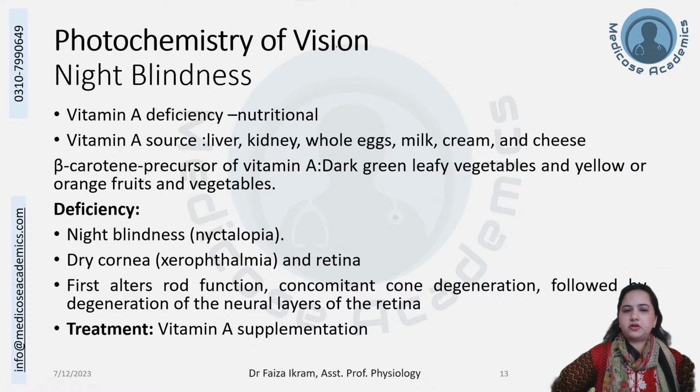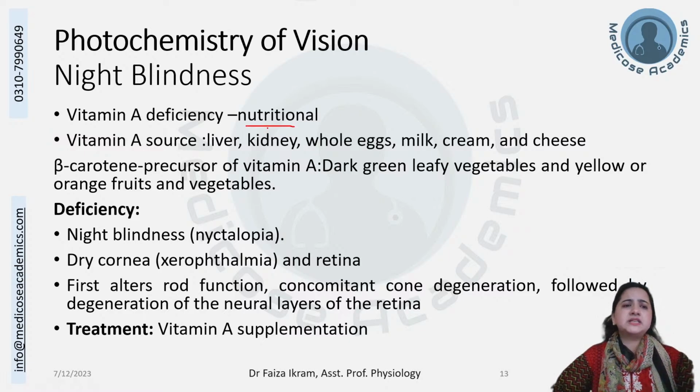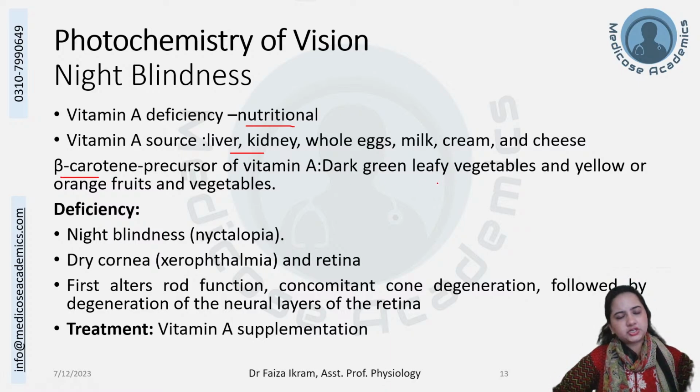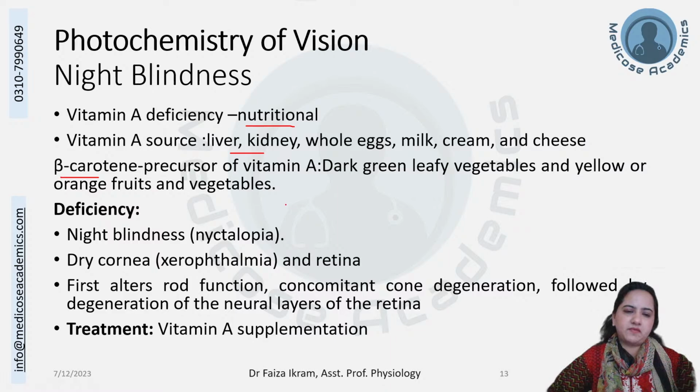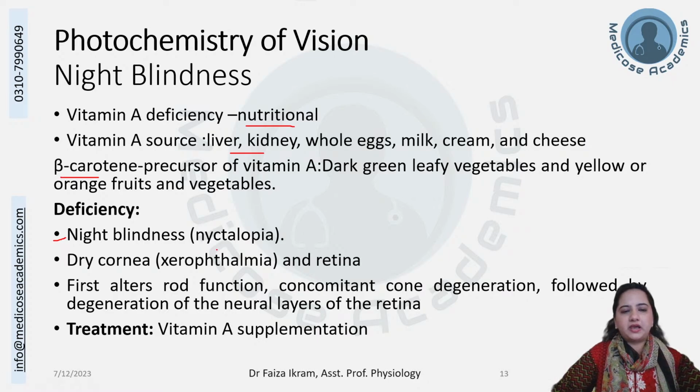This is mostly caused because of the nutritional deficiency that builds up over the years. In front of you are the sources of vitamin A in the dairy products, and beta carotene, which is a precursor of vitamin A, can be obtained from the green leafy vegetables or yellow orange fruits and vegetables. For example, carrots are very famous for providing vitamin A. In the absence of vitamin A, when the rhodopsin photosensitive pigment decreases, first of all, it may lead to night blindness, which is also known as nyctalopia.